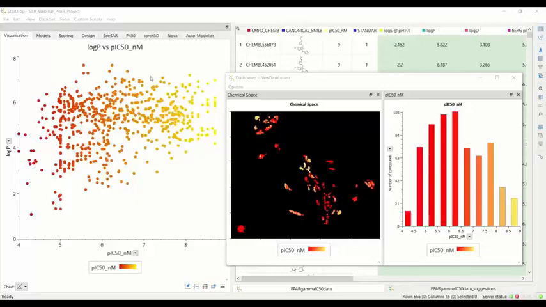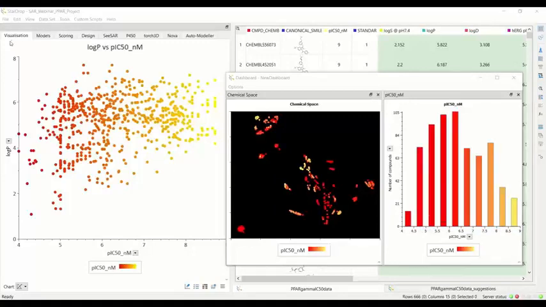So I've opened up the project data file here, and we have a dashboard that shows us some visualizations on the right-hand side, just a histogram of the activities of the compounds within this data set. You can see that it covers 5 orders of magnitude here. Anything in a reddish hue is the poorly active, and anything in a yellowish hue is the really active compounds.